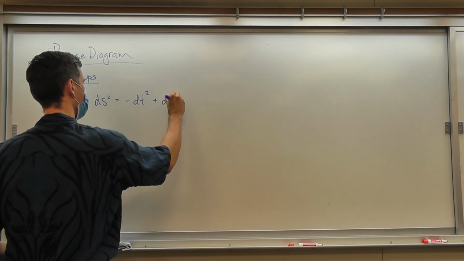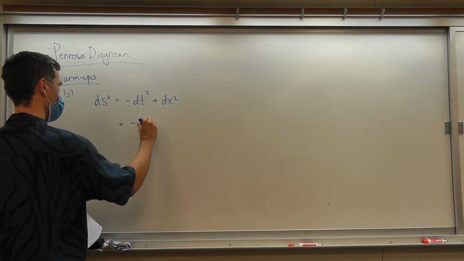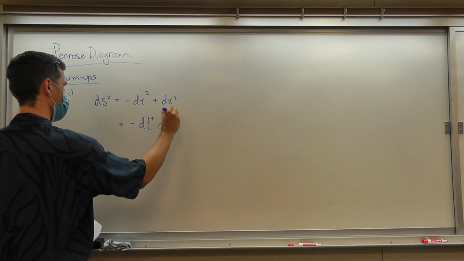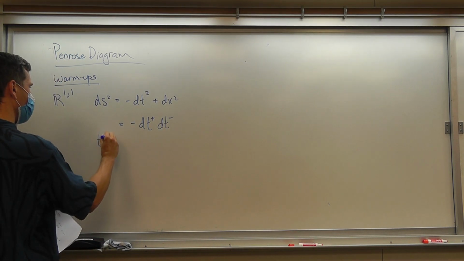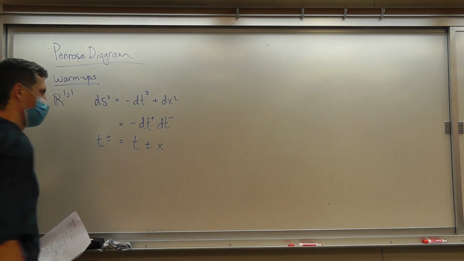The first is two-dimensional Minkowski space, R^{1,1}. The metric is minus dt squared plus dx squared, or in null coordinates, minus dt⁺ dt⁻, where t^± is t ± x.